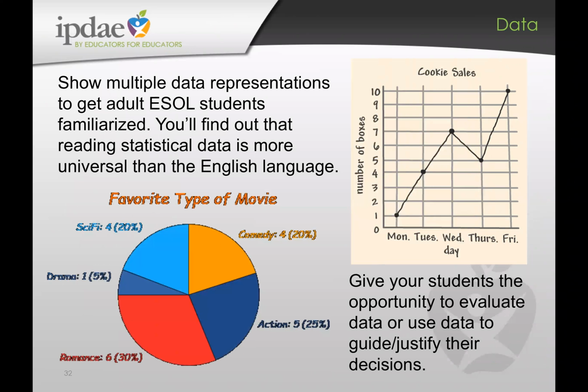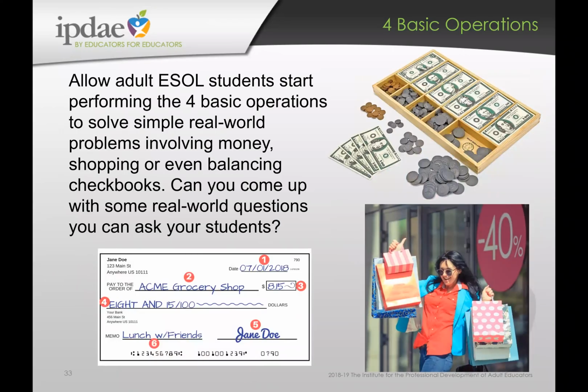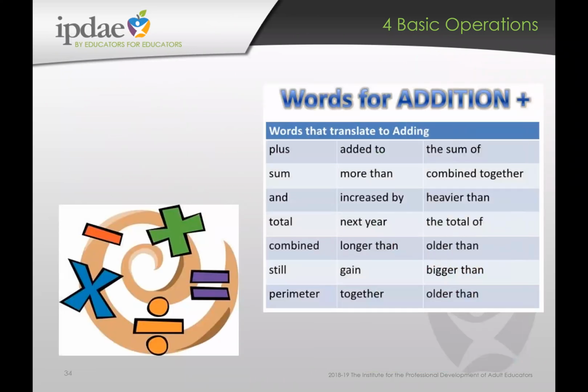So already start teaching how to read not just text, but also how to read representations like this, because they are part of our CASAS reading goals. Talk about the 4 basic operations when you're talking about money, when you're talking about writing checks, or when talking about discounts and taxes. When you get into those discussions, already start giving them some problems that apply the 4 basic operations. Focus on the vocabulary of math.